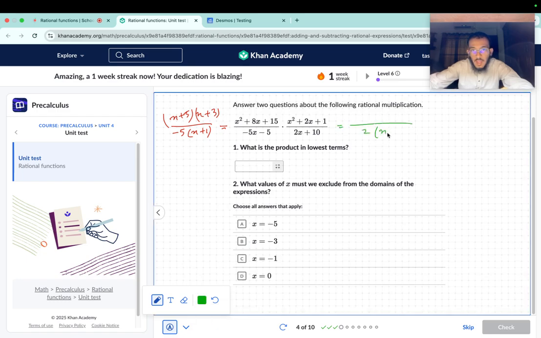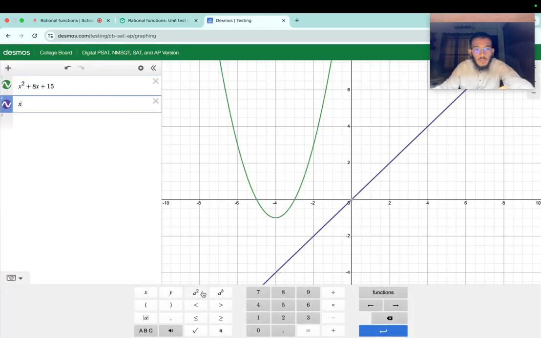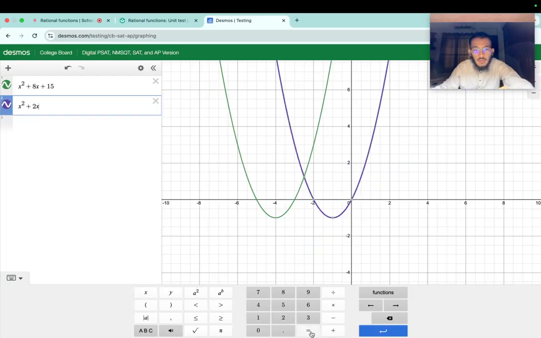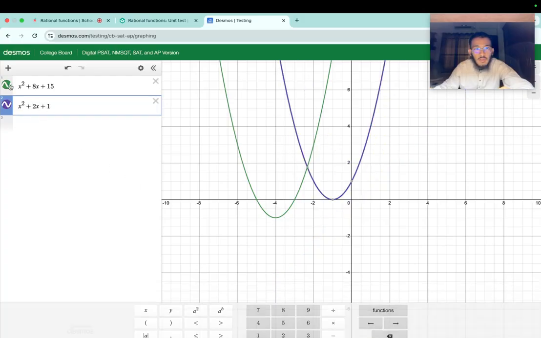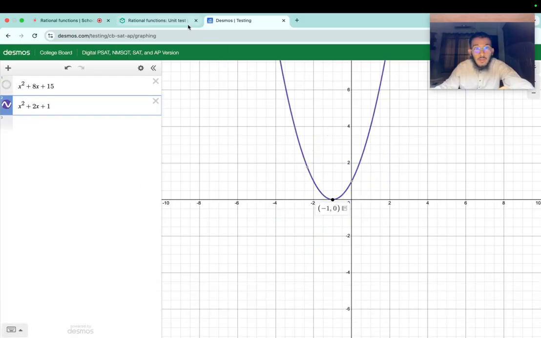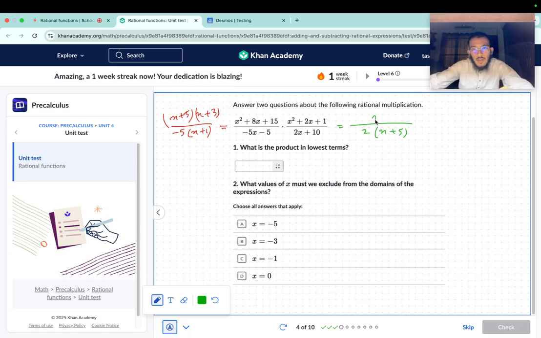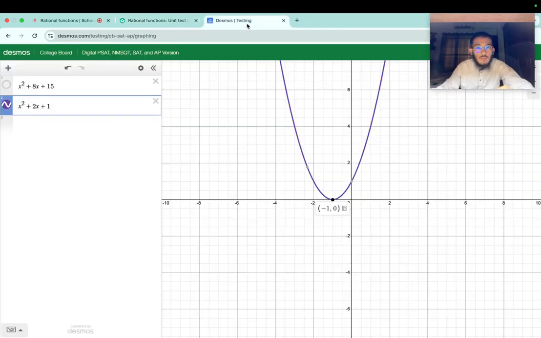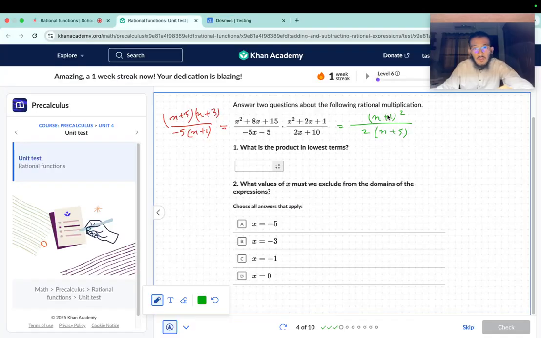Now, if I want to work on this expression here, I can factor out 2, and I get 2 times x plus 5, okay? And then again factorizing x squared plus 2x plus 1, I get a root of negative 1, so the factorization is x plus 1 whole squared.